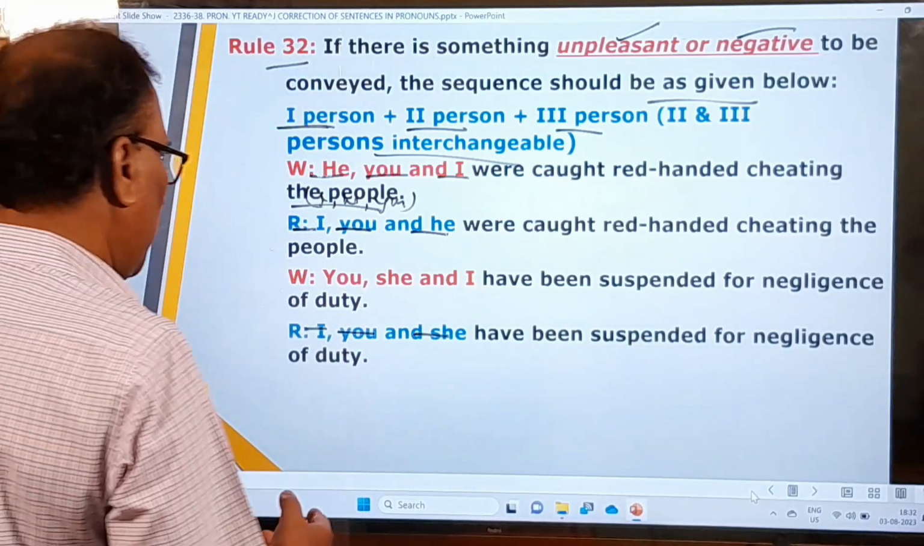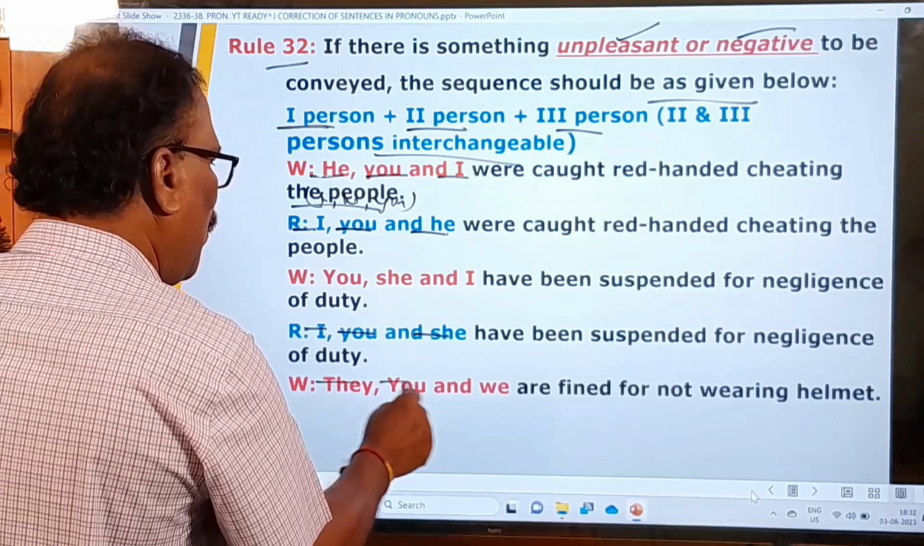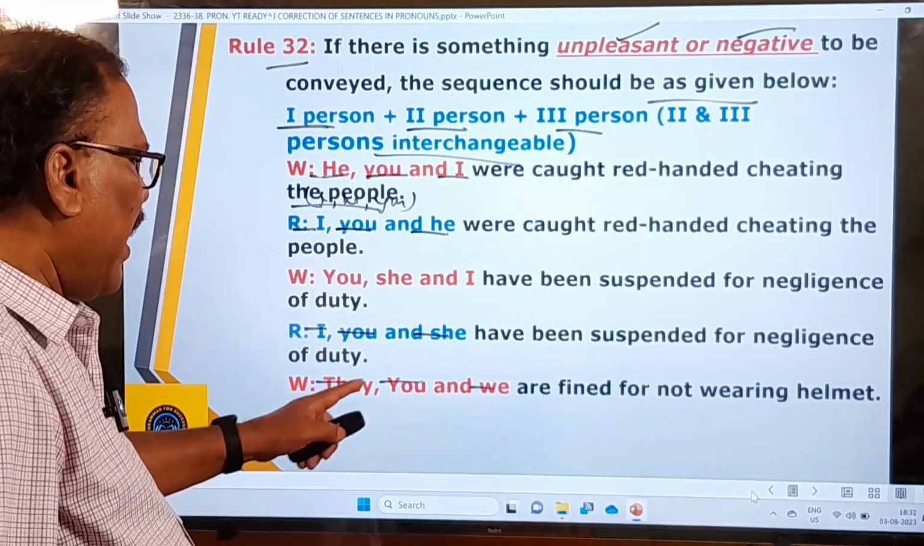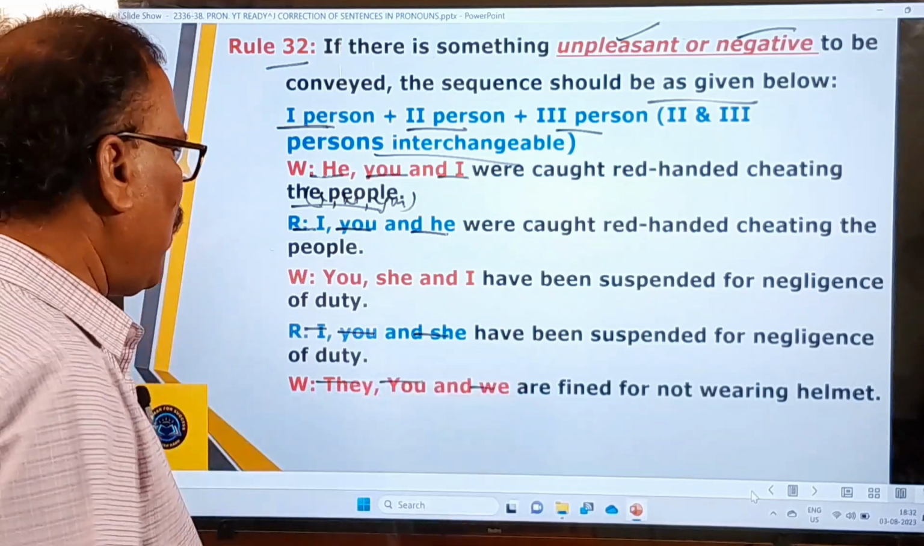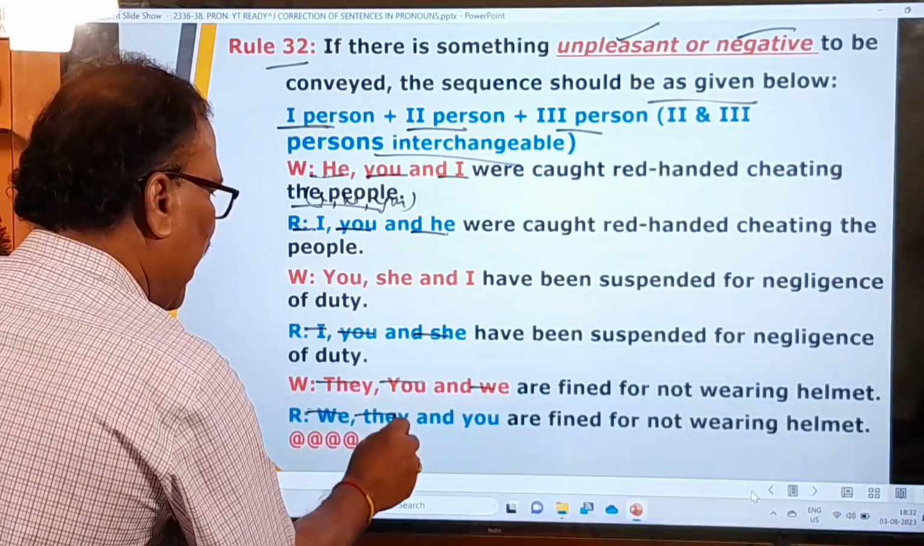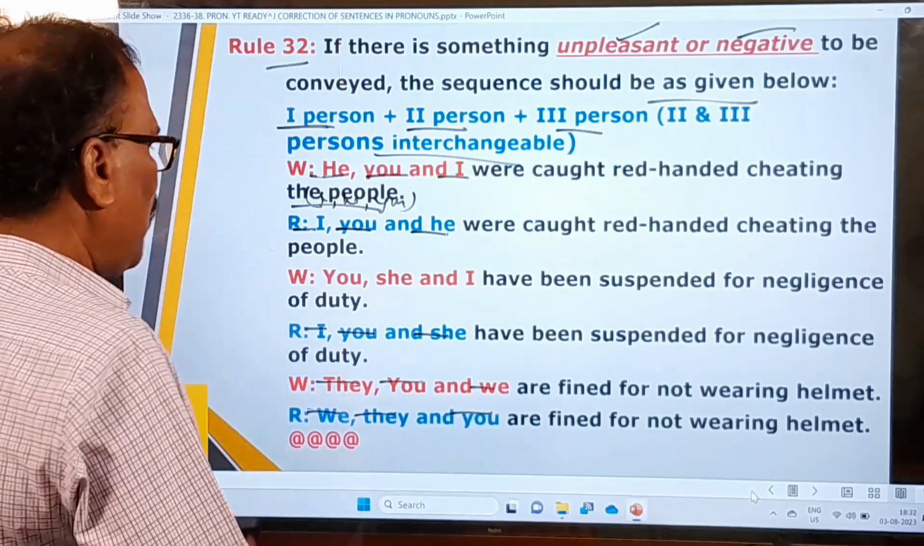One more example is given here: they, you, and we are fined for not wearing helmets. They, you, and we are. So what is the first person in these? First person plural. What is that? We, they, and you. Okay, like that. So this should be the order.